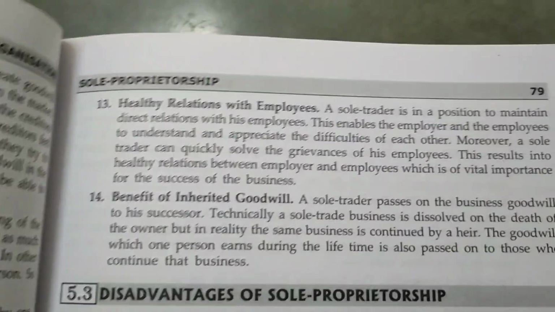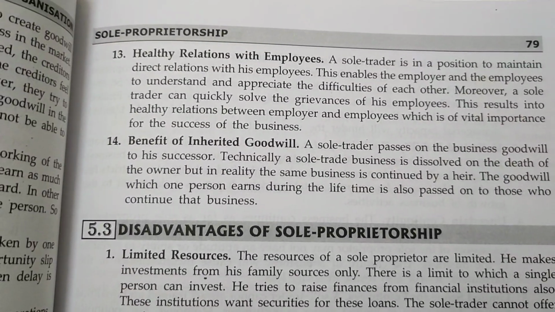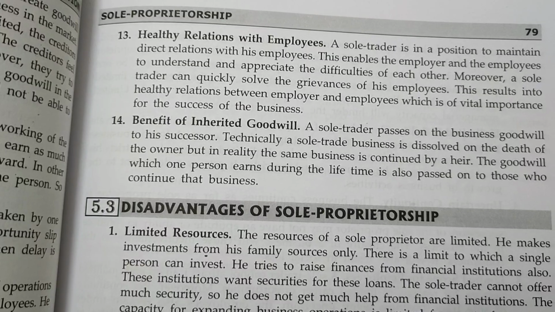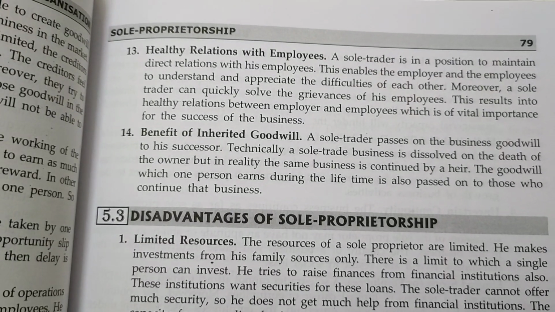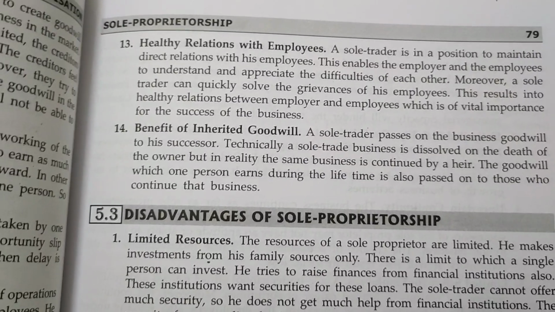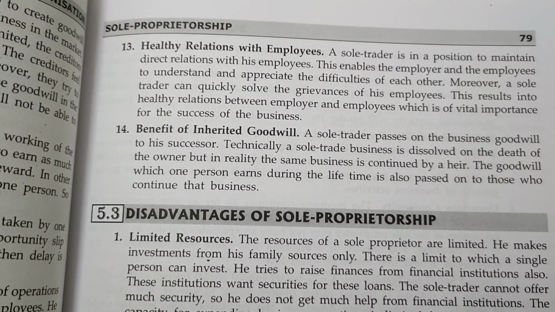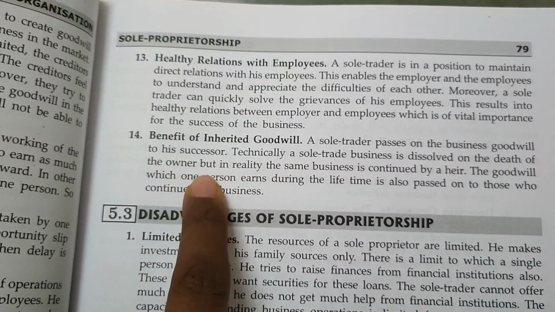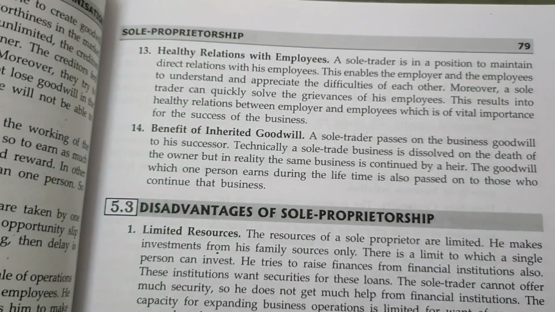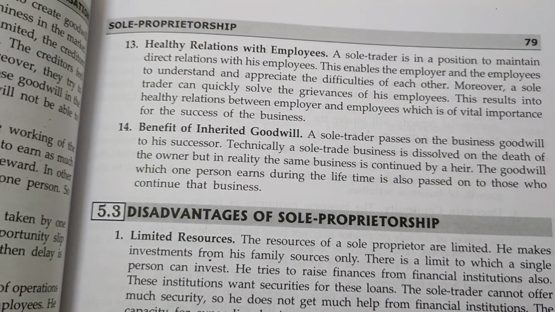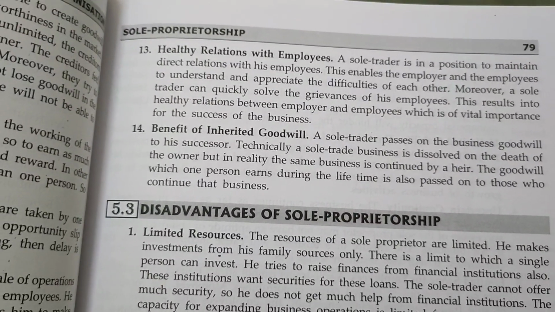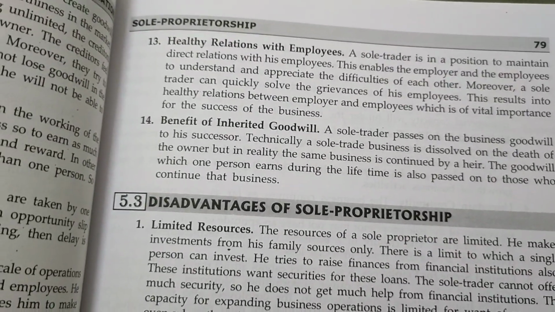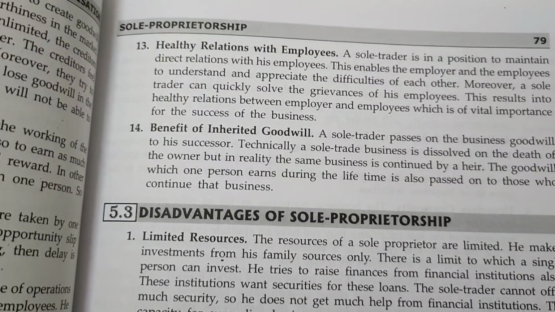Next one, benefit of inherited goodwill. Benefit of inherited goodwill means, see here, a sole trader passes on a business goodwill to his successor. His business will be passed on to his successor, next his children, or directly he can pass it. Technically, a sole trade business is dissolved on the death of the owner, but in reality the same business is continued by the legal heirs. His legal heirs can continue his business over there.